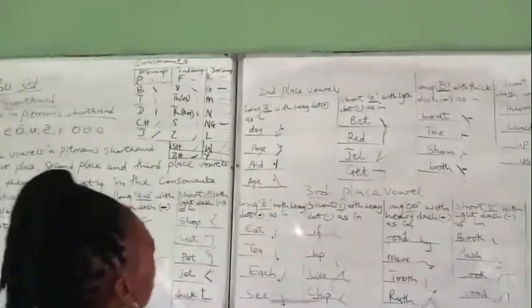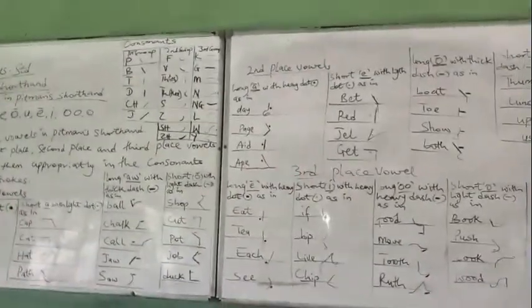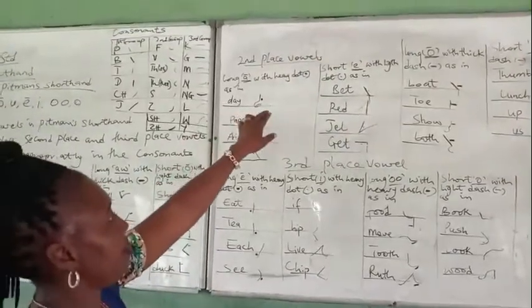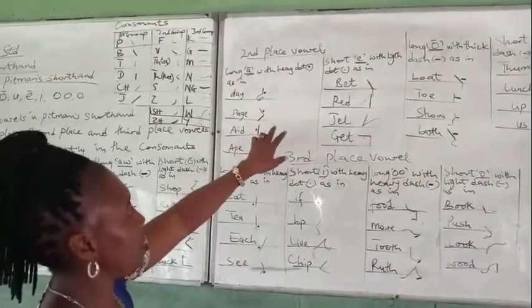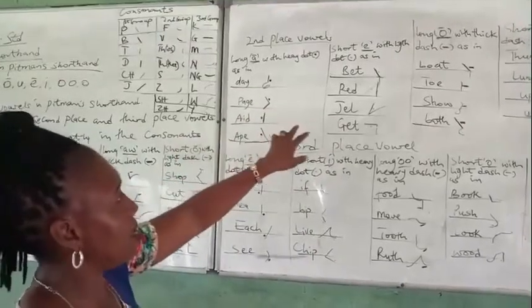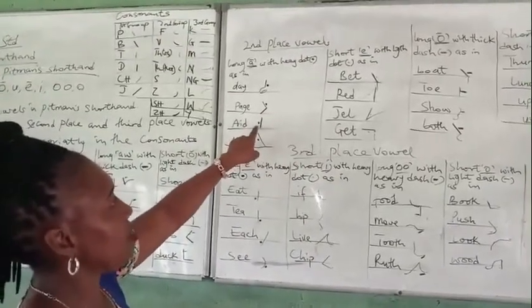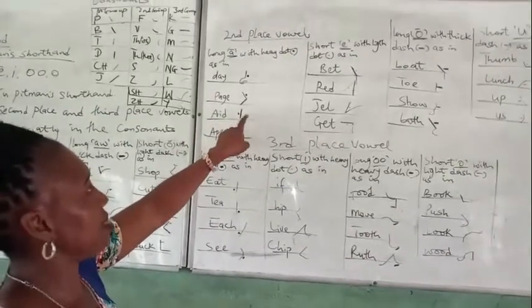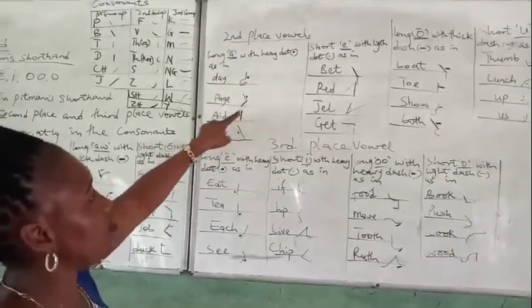We'll continue with long A with heavy dots, as in day, page, ed. That A we vocalize here comes before D. That is why it comes in front before D.